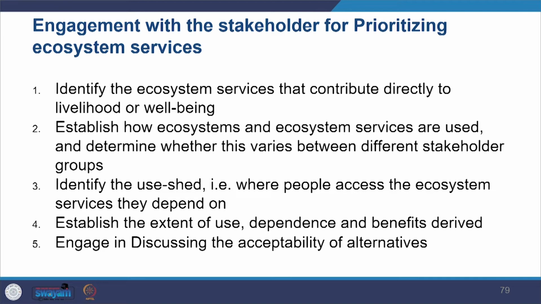You will identify the use shared. So, you have learned this term, use shared. You would be identifying this use shared, that is where people access the ecosystem services they depend on. You will establish the extent of the use. So, you will be defining the space, dependencies and benefits derived from the services. You will then engage in discussing the acceptability of the alternatives. So, whatever alternatives are given to the beneficiaries, what's the acceptability of the alternatives? That can only come through engagement with the stakeholders.